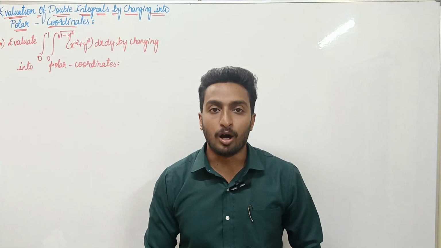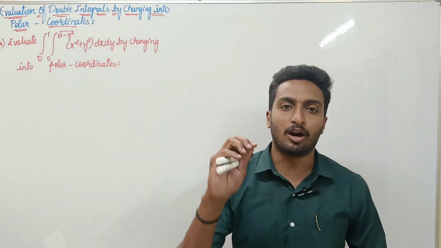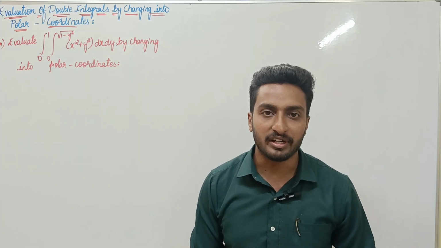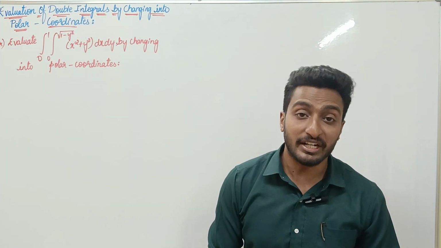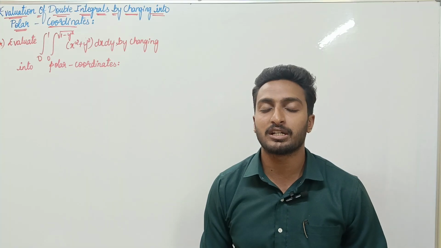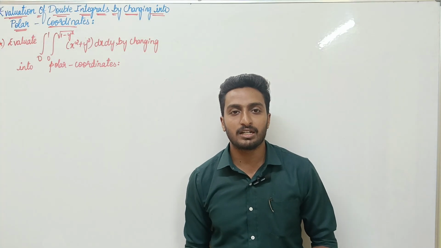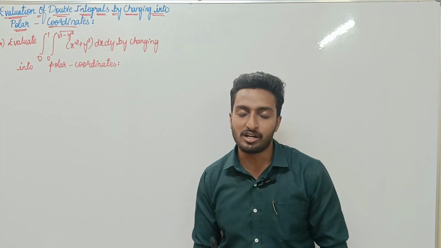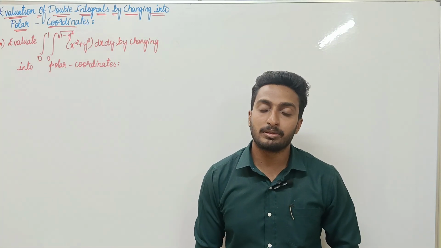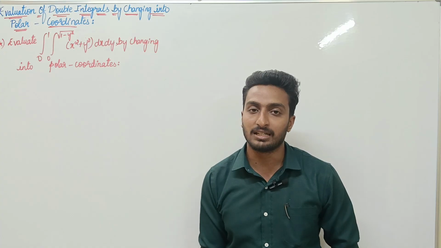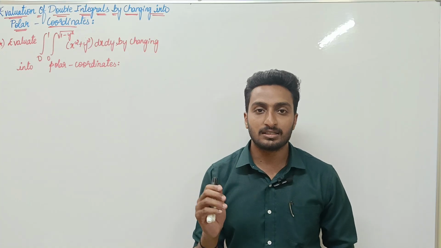Today, let us learn how to solve the problem on changing the order of integration with respect to polar coordinates, where the given double integral will be defined with respect to Cartesian coordinates. What does Cartesian coordinate represent? In Cartesian coordinates, the limits or points will be defined with respect to x and y, whereas in polar coordinates, it will be defined with respect to radius and angle, that is r and theta.